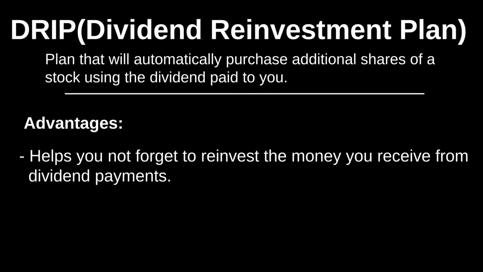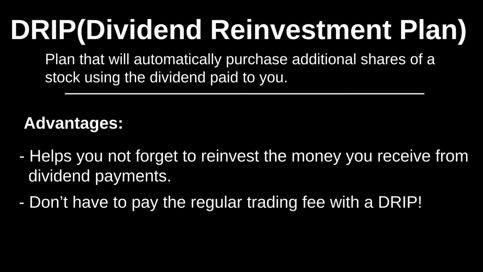But probably the most important benefit is that with most DRIP plans, you don't have to pay the trading fee to purchase that additional stock. A lot of brokerages will charge $5, $6, up to $10 for every trade that you make. So with a DRIP plan, you don't have to pay that fee. So that obviously can be very advantageous for you.